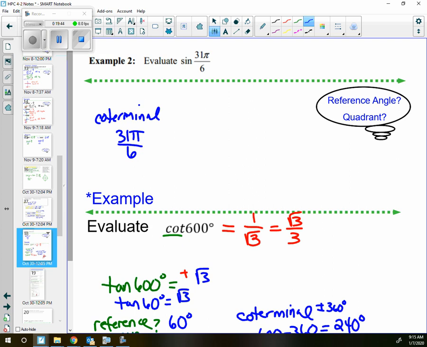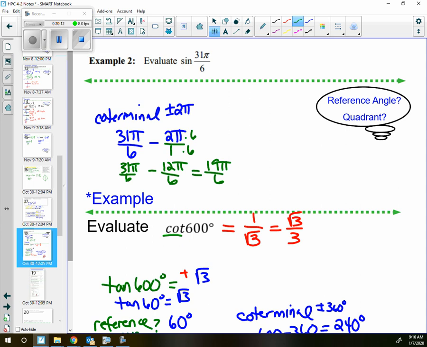So remember when we found coterminal angles for degrees, it was add or subtract 360. For this, we're going to add or subtract 2 pi. So I'm going to subtract 2 pi and see if I can get this down into something that I recognize. This is one option; we can leave it in radians. So think of it as 2 pi over 1, get a common denominator, so that would be 12 pi over 6. And then I can go ahead and subtract. So 31 pi over 6 minus 12 pi over 6 puts you at 19 pi over 6.